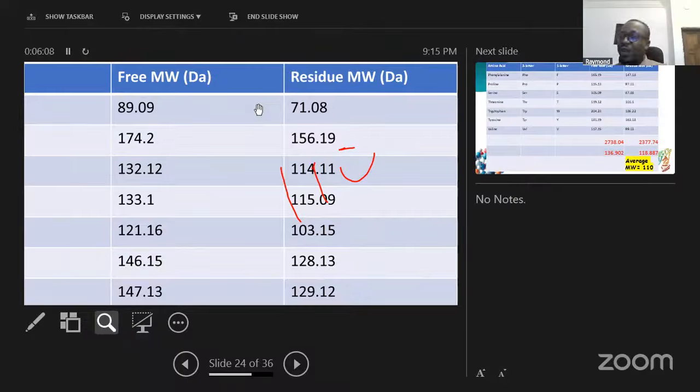So if you subtract 18 from each of them, you have the residue molecular weight. Yes. So that is why when it is present as a residue, like when it's present in the protein, the molecular weight will reduce by 18.